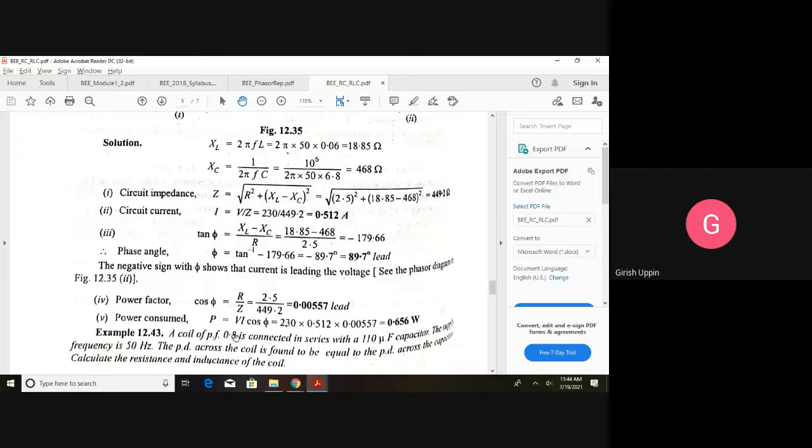What is the power consumed? Because it is predominantly a capacitive circuit, almost 0. P is equal to VI cos phi, 230 times 0.512 times cos phi. If you calculate, 0.656 watt, very little power is consumed. So this is how you can solve many of the problems.